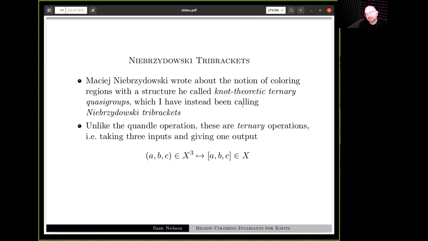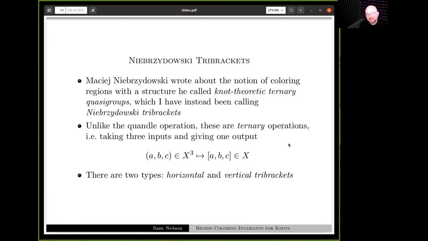Unlike the quandle situation, the algebra of tri-brackets does not use a binary operation, but instead uses a ternary operation. In other words, a function that takes in three inputs and gives you back one output. I personally perceive this operation as a little bit analogous to a Lie bracket, so that's the reason I'm writing it with a bracket notation like this. We have three operands, left, middle and right. These three go together and form a single element of the tri-bracket for output.